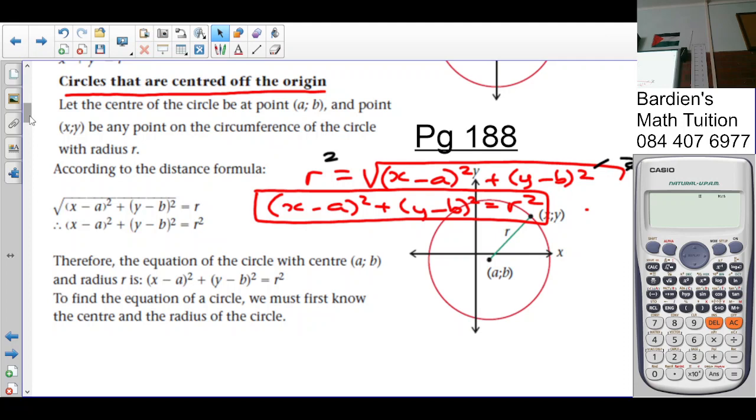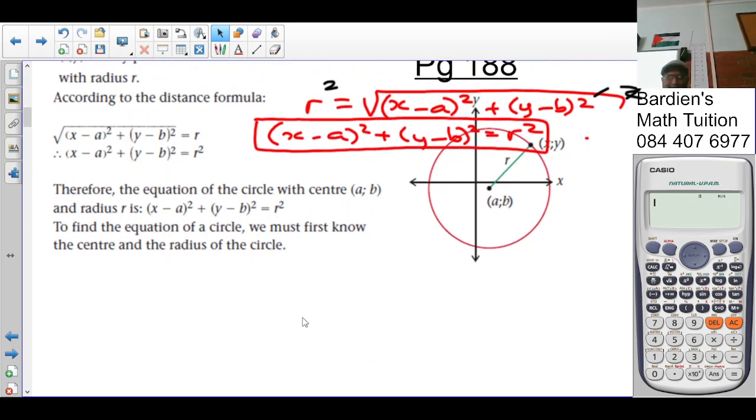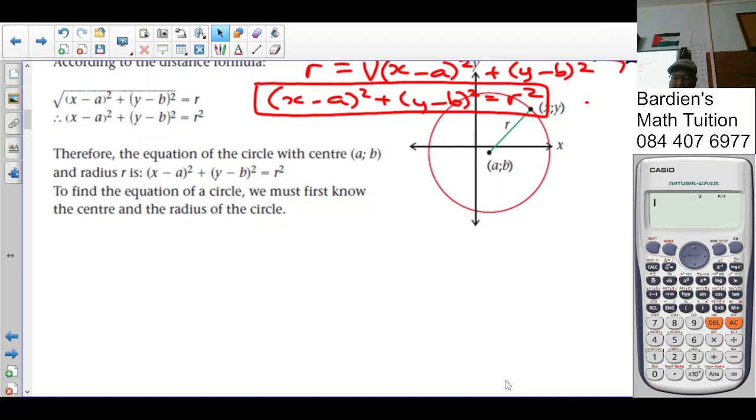Therefore, the equation of the circle with center (a, b) and radius r is (x minus a) squared plus (y minus b) squared is equal to r squared. To find the equation of the circle, you must first know the center and the radius of the circle. Okay. You all okay with that? So there are two formulas given to you with regards to analytical geometry. Those formulas are on the formula sheet as well, correct?